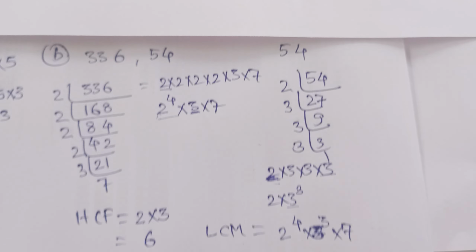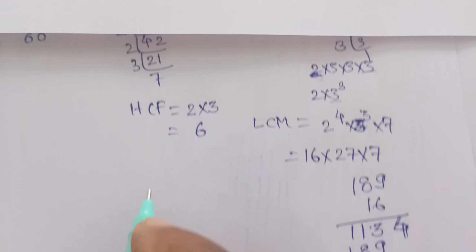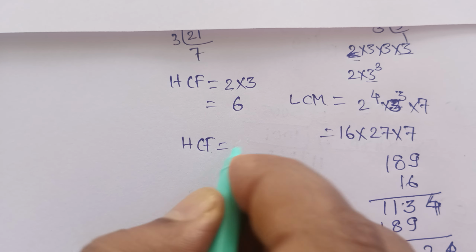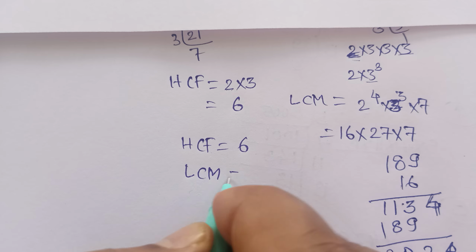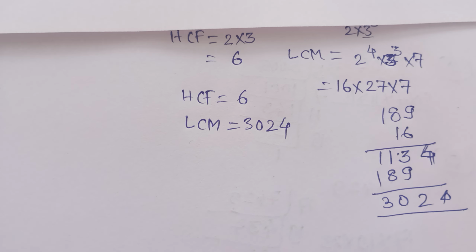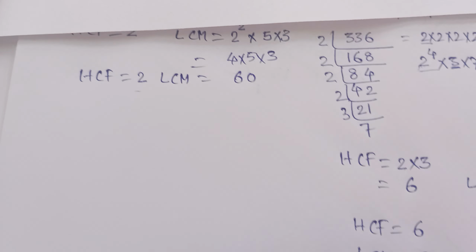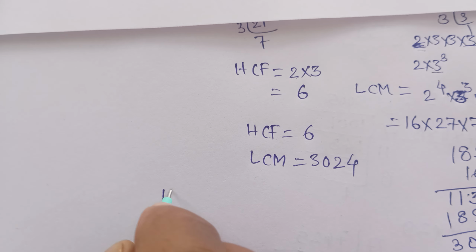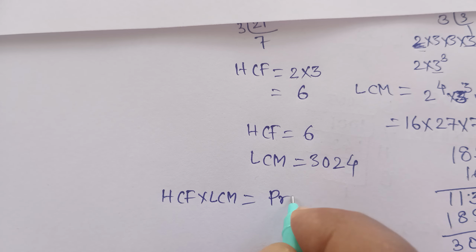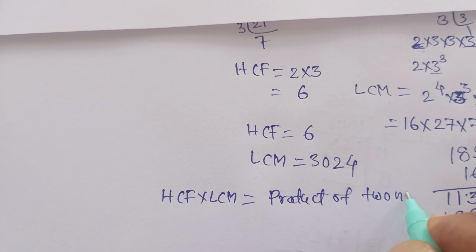So you see the product. What did we say about the product of two numbers? Now we got the LCM, so we got SCF and LCM. So the SCF we got is 6, and the LCM we got is 3024. Now again you have to verify. How will you verify? You already know the formula. What is the formula for this? We already said SCF into LCM is equal to the product of two numbers. Product of two numbers, correct?